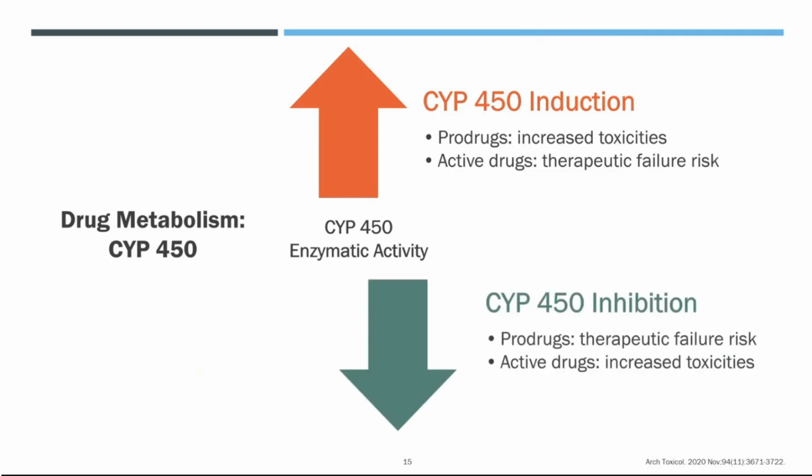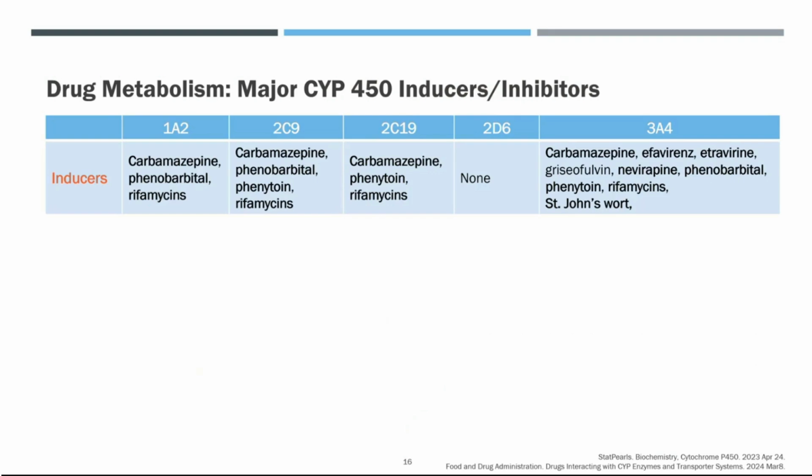And on the other hand, when the CYP450 enzymes are inhibited, the prodrugs will not get converted to an active drug, therefore they will not produce a therapeutic effect, which leads to therapeutic failure risk, versus the active drugs will remain active and will not be eliminated. So what that means is the medication will continuously produce a therapeutic effect, which can cause increased toxicities. And like I said, each isoenzyme has different inducers and inhibitors. So I included the more significant ones here for your reference.